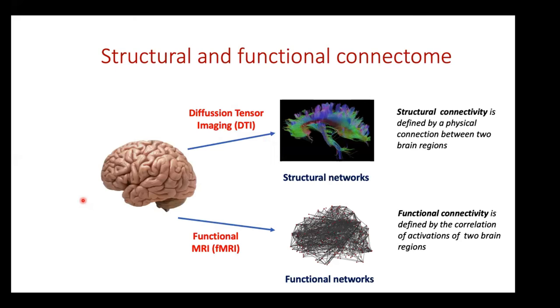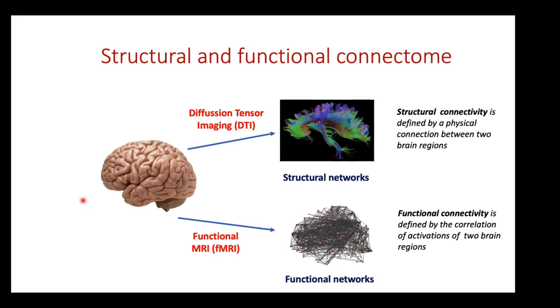So we worked on the connectome. To look at the connectome, the brain network, we are using two kinds of MRI modality. One is called diffusion tensor imaging or DTI, and the other one is called functional MRI.